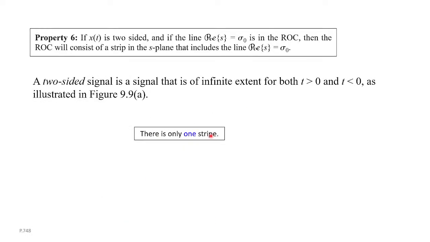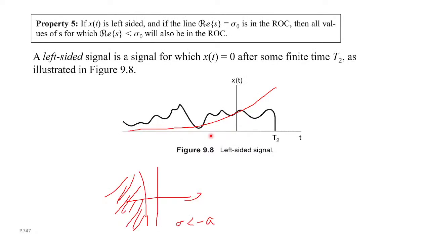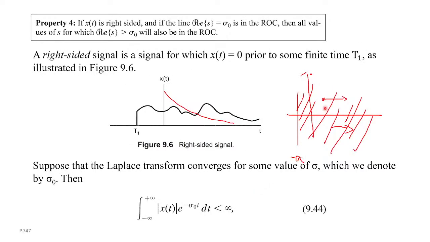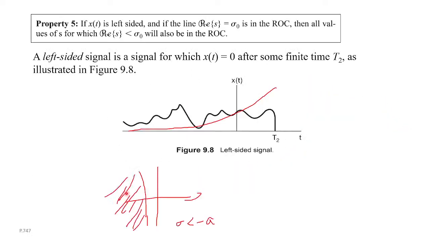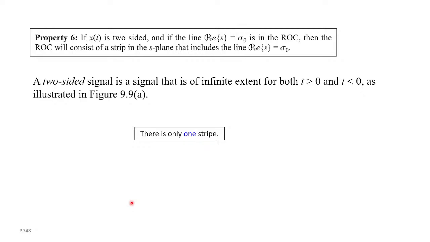Let's see, is there any question on the left-sided and right-sided functions, and whether the ROCs are going to be half planes, extending all the way to the right or all the way to the left? So basically half planes. The next property: if x of t is two-sided, so x of t is something general, then your ROC is going to be a strip.